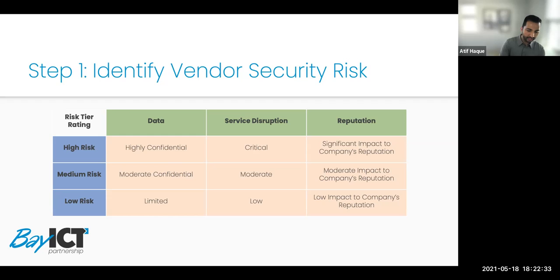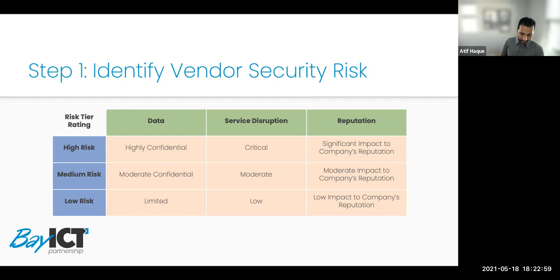So if they're providing a service to you that's super critical, and for some reason that service goes down, does that have a huge impact on your organization? Imagine you're hosting your application on Azure or AWS, and for some reason Azure or AWS goes down. That will take your entire application down as well. So that falls under a critical type of service.